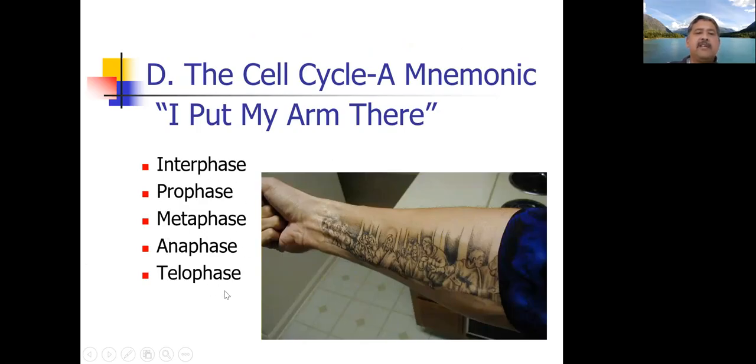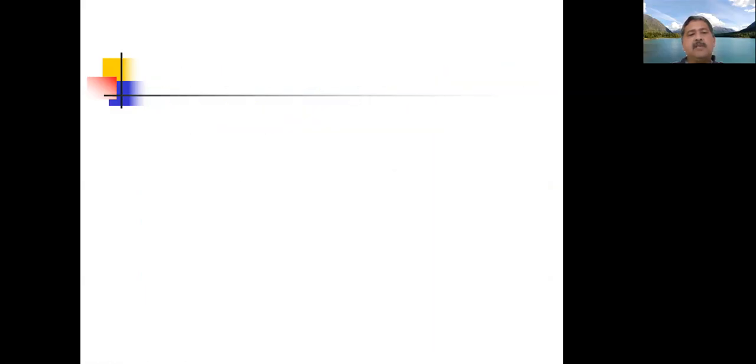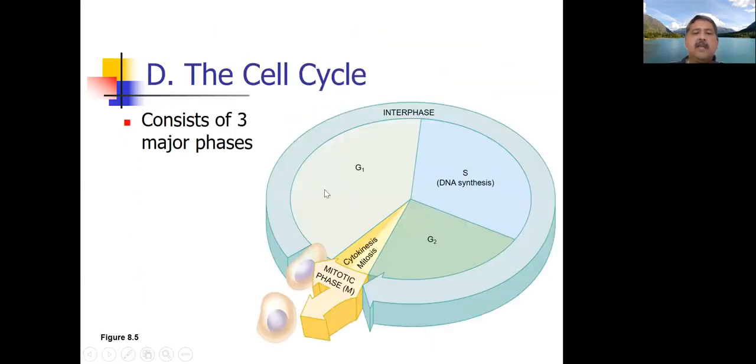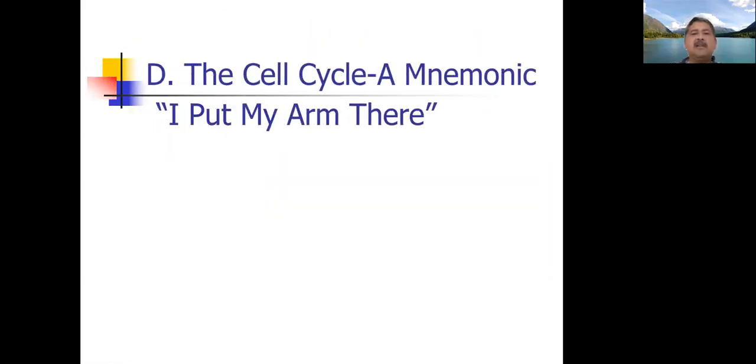This part right here is mitosis. Some people remember mitosis as PMAP, so that works for you, great. So remember, the whole cell cycle is not just made up of mitosis, but the whole cell cycle is interphase, mitosis, PMAP, and cytokinesis. So that's why we have, I put my arm there, Cynthia.